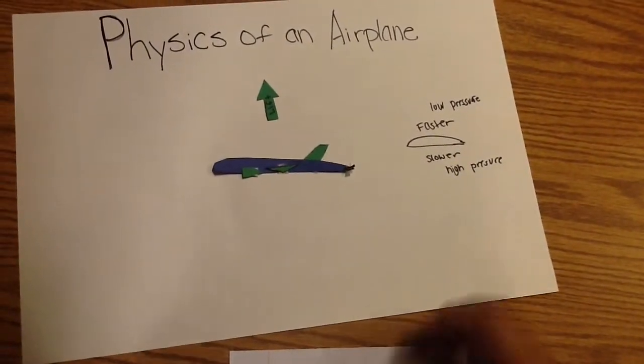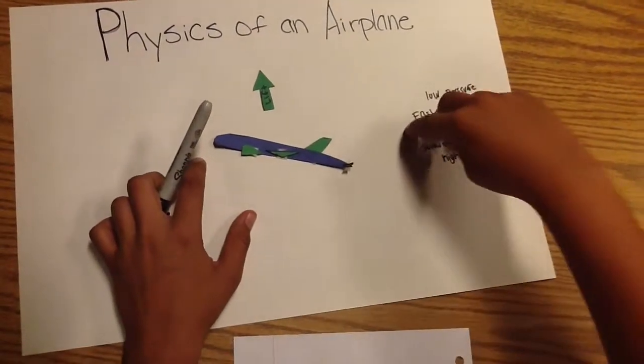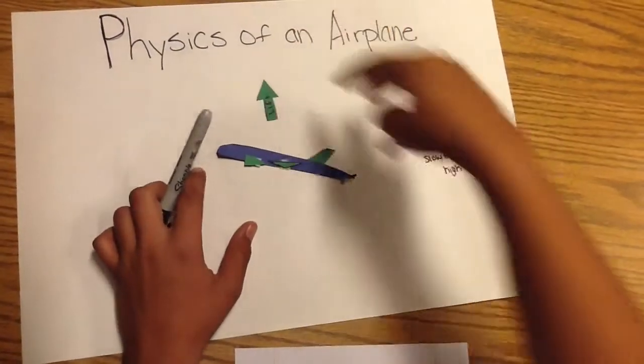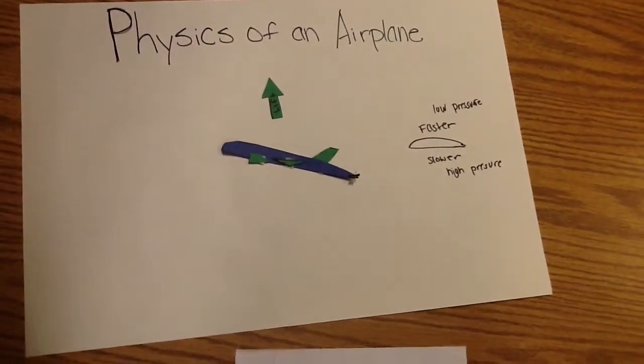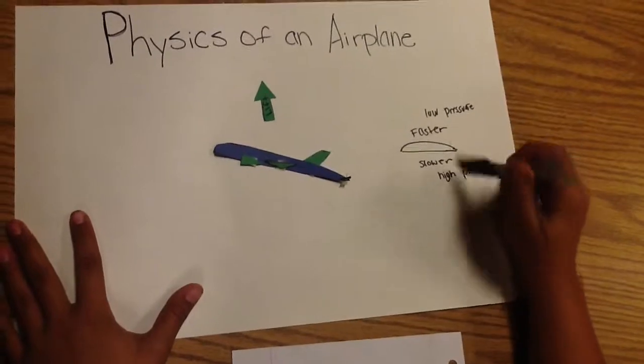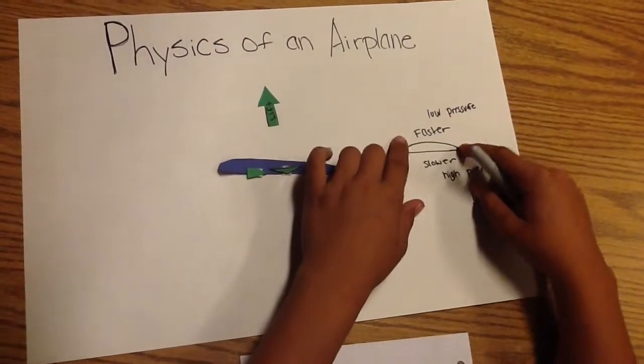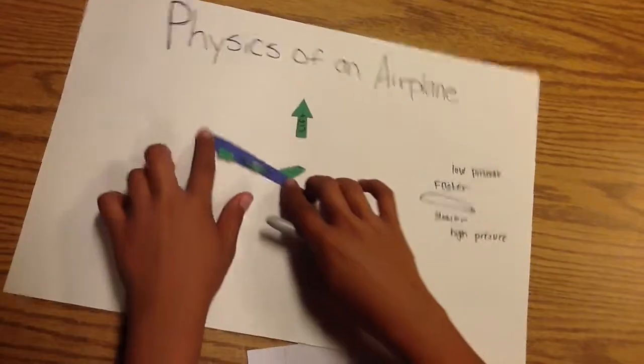The higher angle of the wing, they angle the wing right here, and it flies upward. It's like when it first takes off. So the higher pressure air pushes on the bottom of the wing, and the result is lift. So it pushes on the bottom, and then it lifts up into the sky.